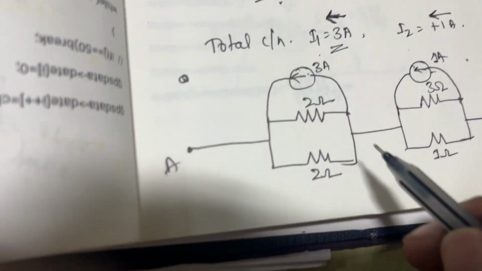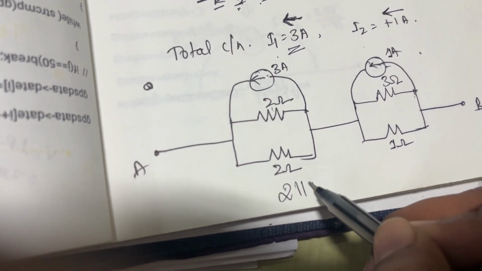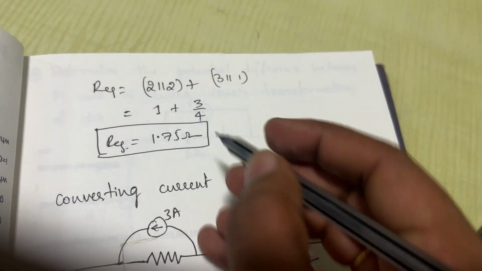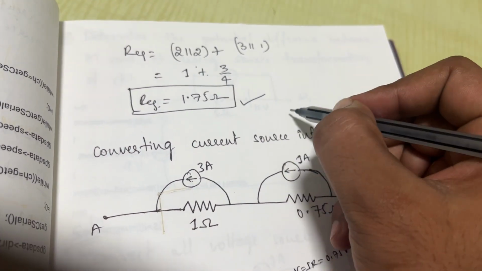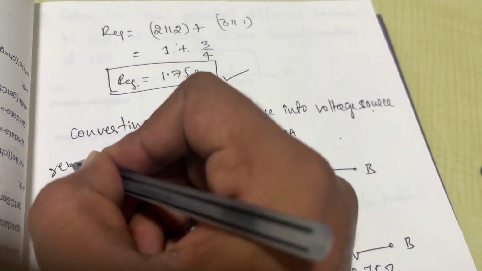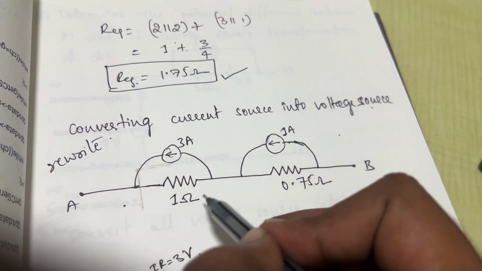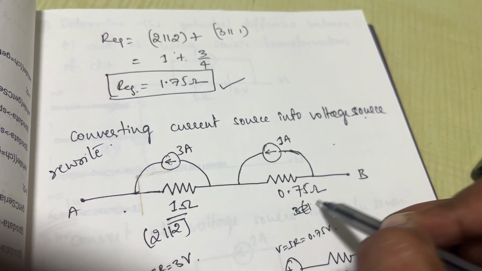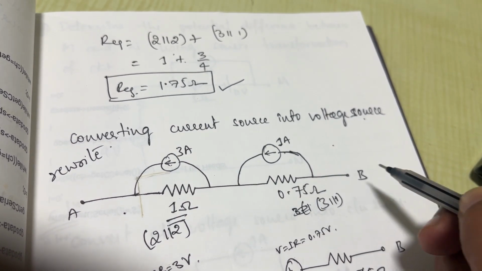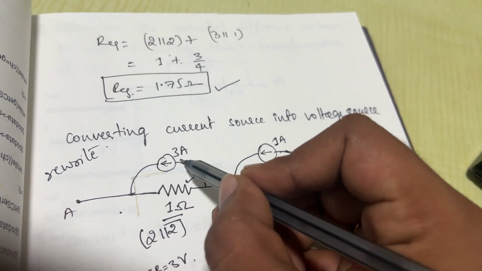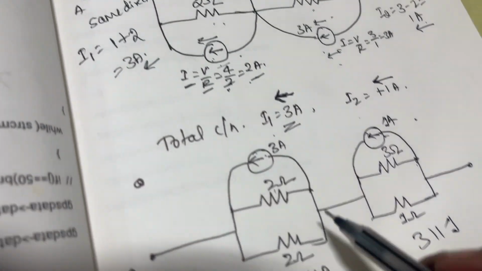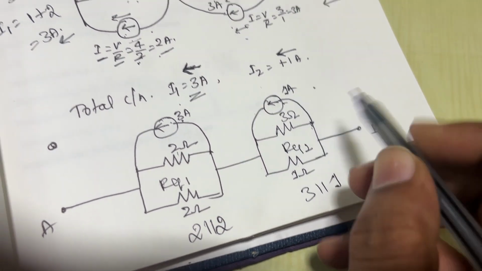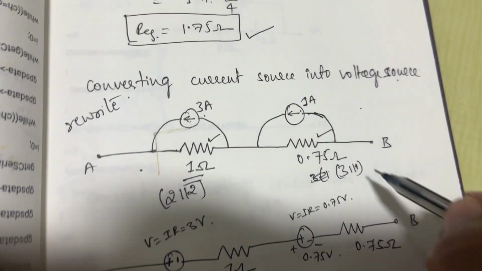Now you need to get the equivalent resistors. 2 and 2 are in parallel, you will get 1 ohm. 1 and 3 ohm are in parallel, so you need to get R equivalent, the total resistor 0.75 ohm. Before that, rewrite the circuit diagram. You will get two equivalent current sources which are connected in series. That is 3 amperes 1 ohm, and 1 ampere 0.75 ohm, equivalent current sources. You can observe 2 and 2 are in parallel, you will get 1 ohm. Similarly, 3 and 1 ohm are in parallel, you will get 0.75 ohm.